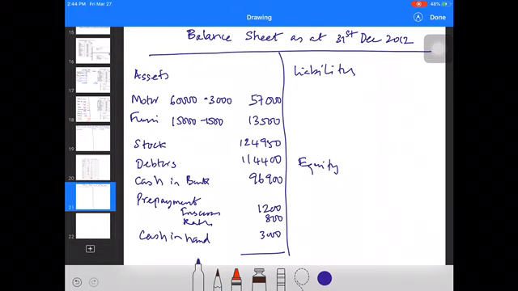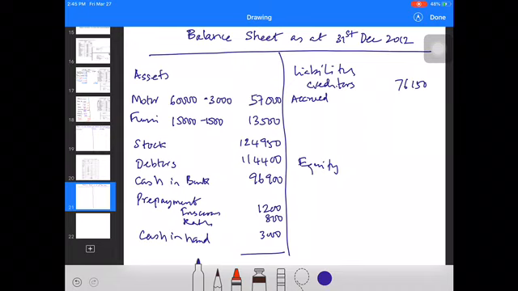Then if we consider the liabilities, what are the liabilities? First one is we are having creditors. We have to pay them. So creditors are our liability. Then we have used some services but we have not paid. Accrued expenses. Accrued expenses are our liabilities.